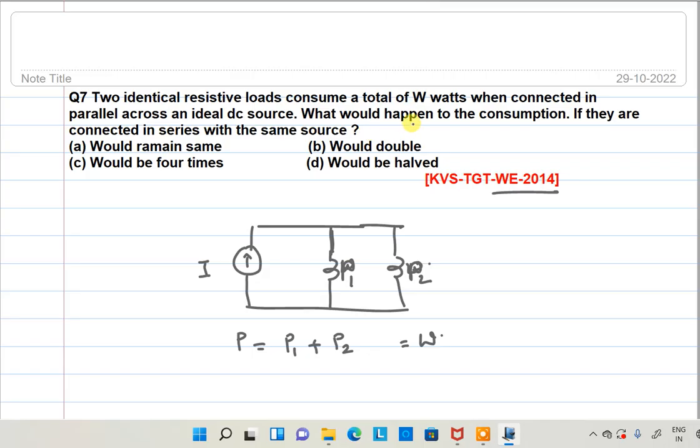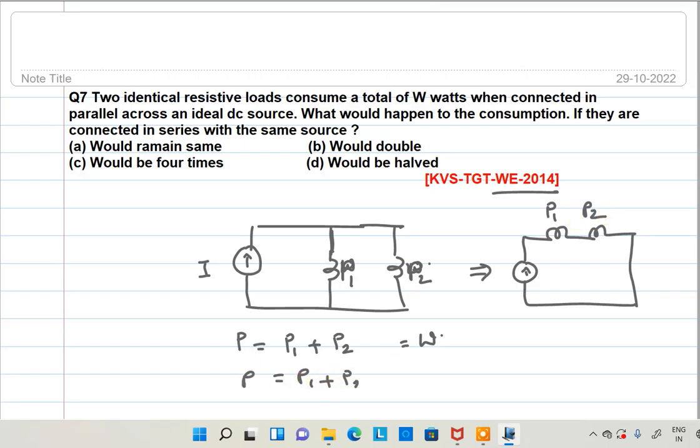Now, what would happen to the consumption if they are connected in series with the same source? What will be the power? In the case of series or parallel, the power is the combination P1 plus P2, which will be W watts only. So there is no change in power consumption whether they are connected in series or parallel. The wattage is the same. Which one is correct? It remains the same. So option A is the correct option.